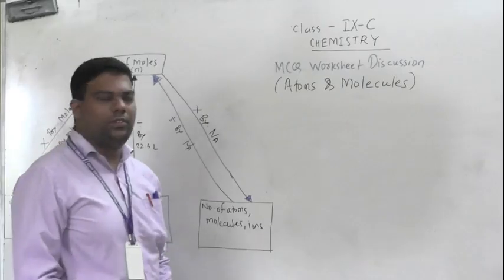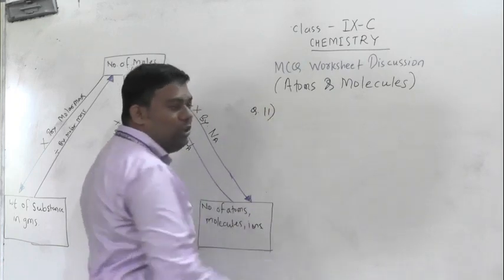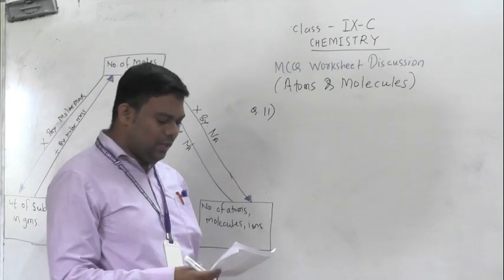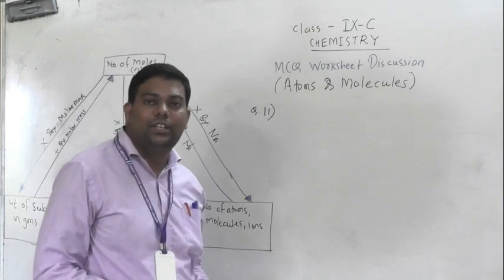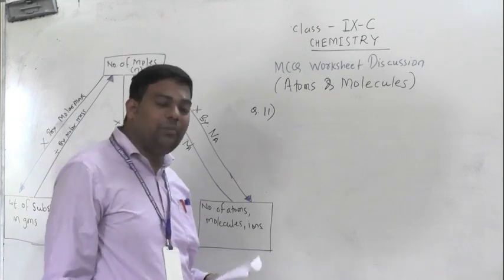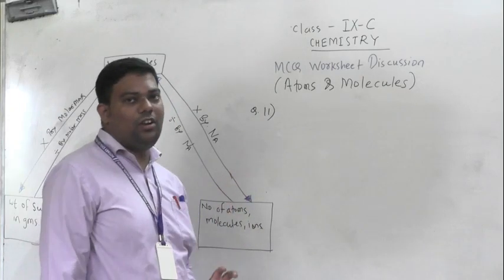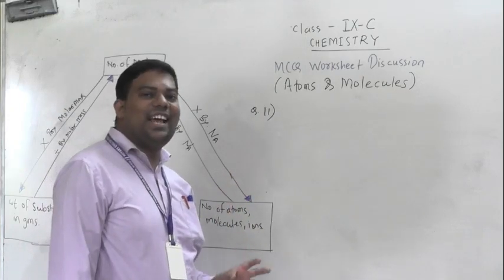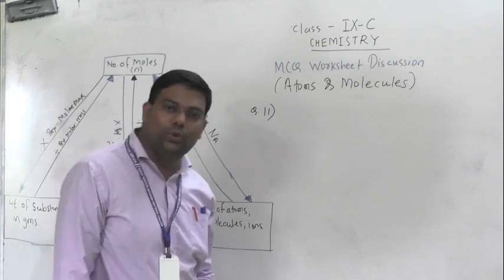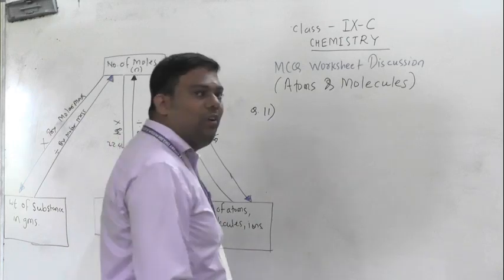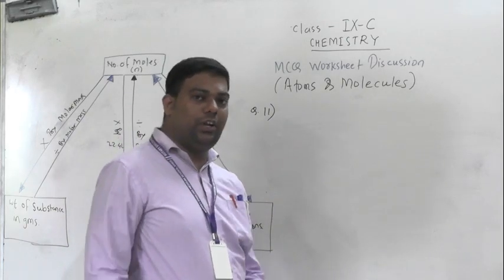Now see question number 11. In question number 11, what do they give? 8 grams of oxygen at NTP. So oxygen at NTP means what? It is gaseous. As you know, oxygen is gaseous. What is the formula of that? O2. So O2, each oxygen has how much mass? 16. So O2 is 32.